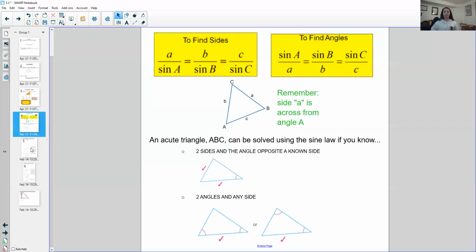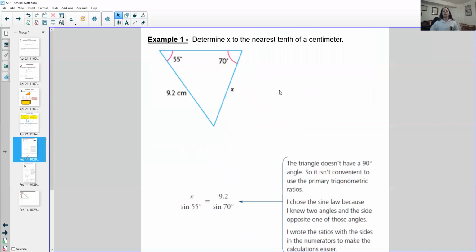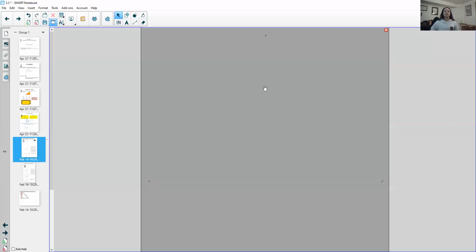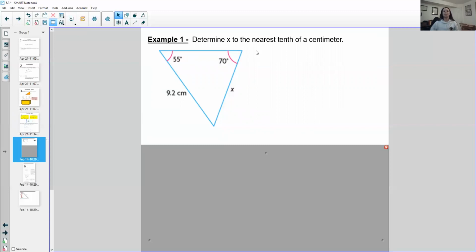Okay, let's get into some examples. Consider this particular triangle here. I have two angles and I have two sides. You would notice that this angle is across from this side. So that's one set of opposite ratios. And then this 55 is across, or opposite, to this x. So I would need two sets of opposite ratios to use my sine law. This checks out: I've got two angles and two sides.